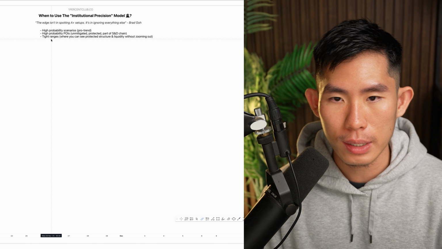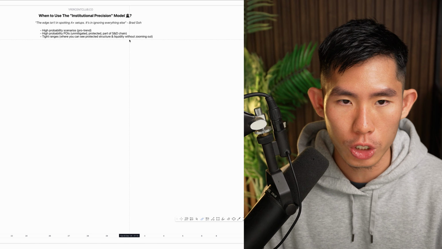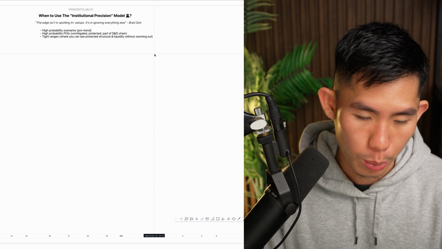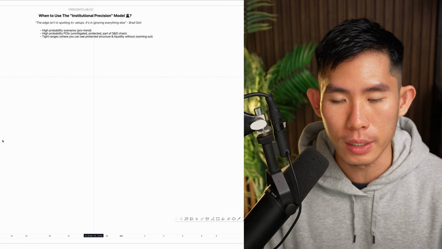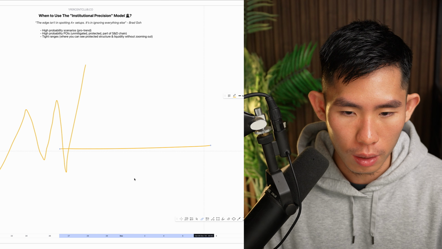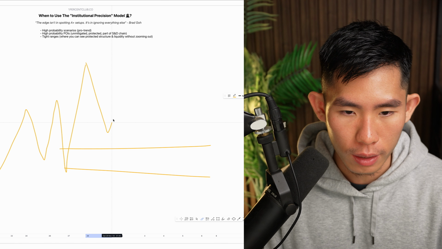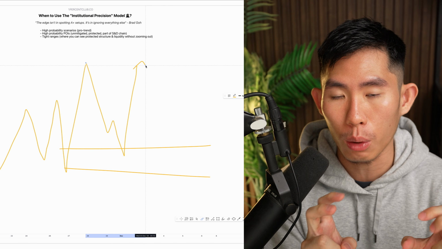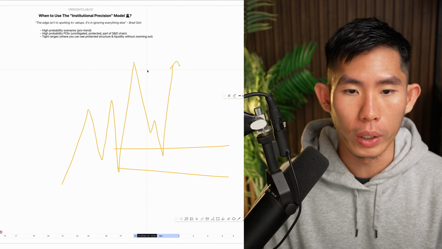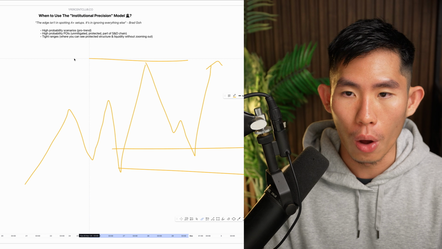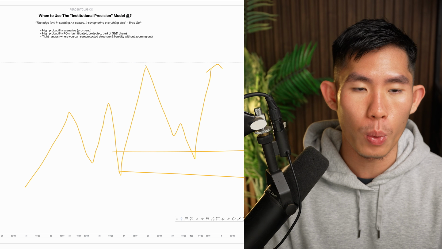And then the next scenario is tight ranges, where you can see protected structure and liquidity without zooming out. So this is a little bit difficult for me to showcase without a chart, but basically what I mean is that if you are able to see this protected high right here and see the pullback on the same chart itself, without zooming out to the higher time frame, like just zooming out physically on TradingView itself, this means that we are in a tight range.